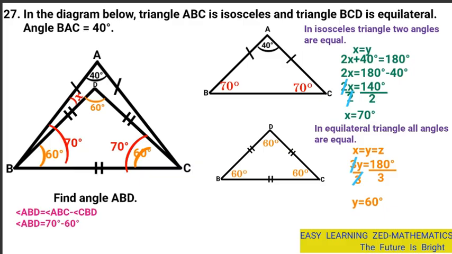Okay, then we're going to say angle ABD is equal to 70 degrees minus 60 degrees will give us 10 degrees. So the value of angle ABD is equal to 10 degrees. Okay, that's the value. So this is how you find it.